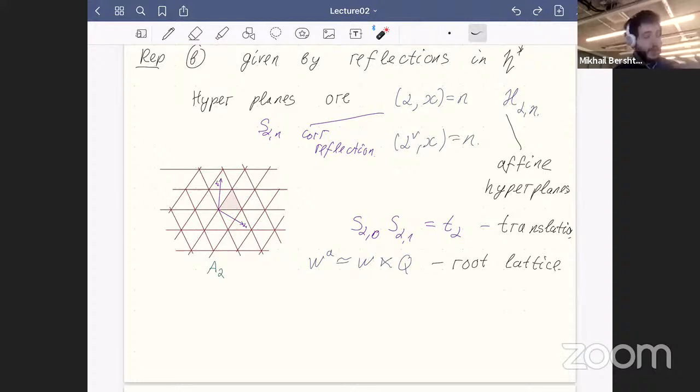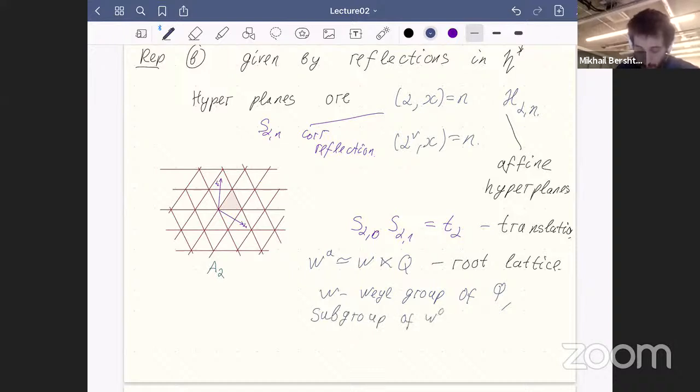In this picture, the affine counterpart is not an extra dimension, but rather we have more reflections. We can move the reflection line. So this W, which is not affine, is the Weyl group of Phi. In other words, this is the subgroup of W affine which preserves the origin. Here I draw all the reflections, and this is the group generated by reflections which correspond to n equals 0. Another way, W is generated by S alpha 0.